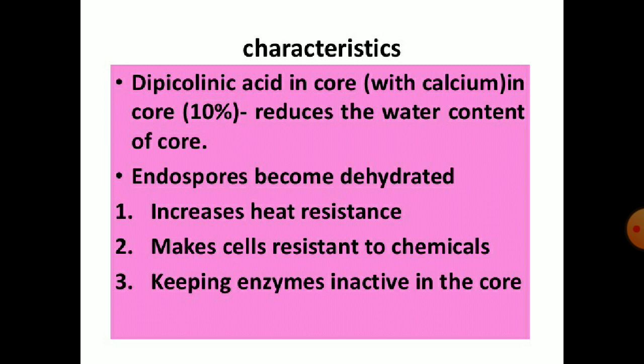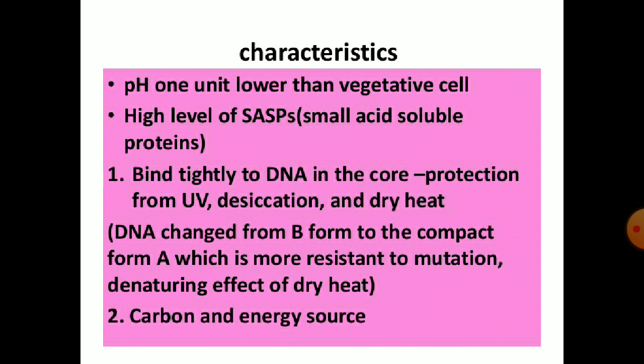Characteristics: dipicolinic acid with calcium in the core, about 10%, reduces the water content of the core. The endospore becomes dehydrated, which increases heat resistance, makes the cell resistant to chemicals, and keeps the enzymes inactive in the core. The pH is 1 unit lower than in the vegetative cell. A high level of small acid-soluble proteins bind tightly to DNA in the core, protecting it from UV, desiccation and dry heat. They are also a carbon and energy source.